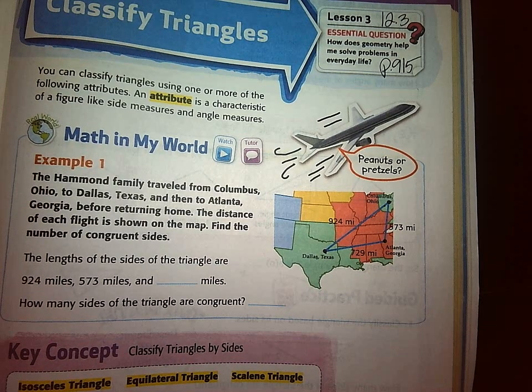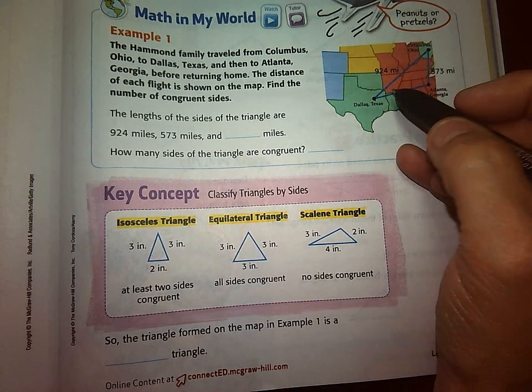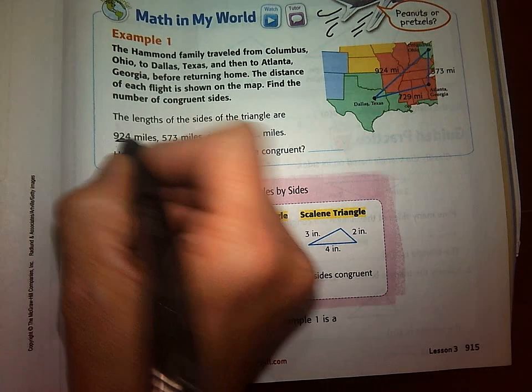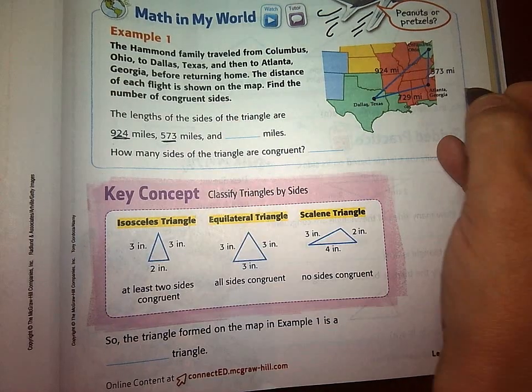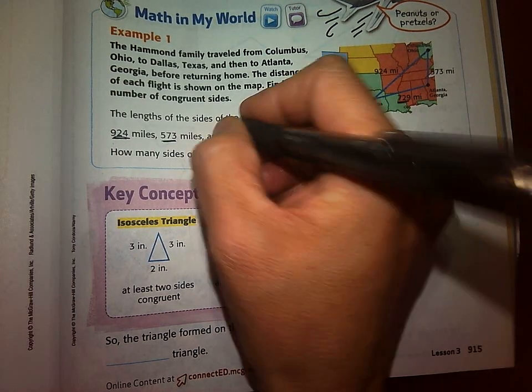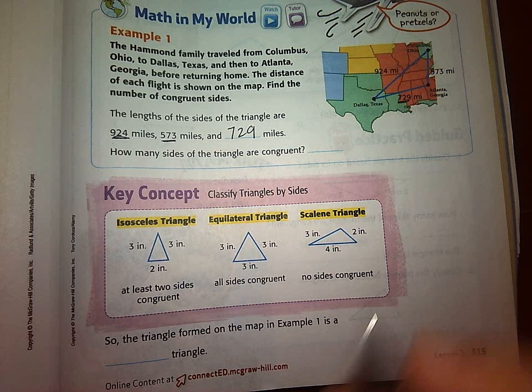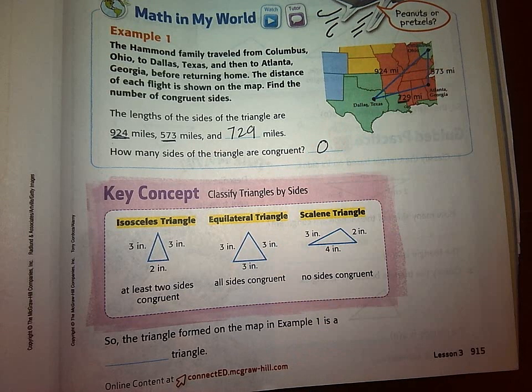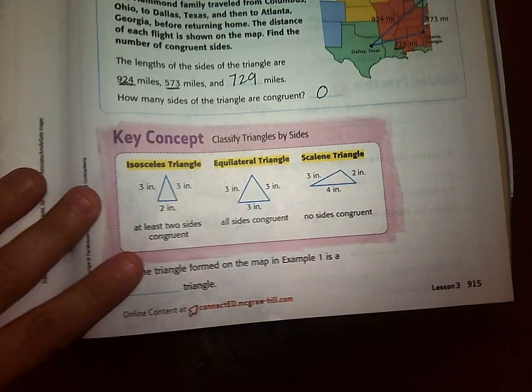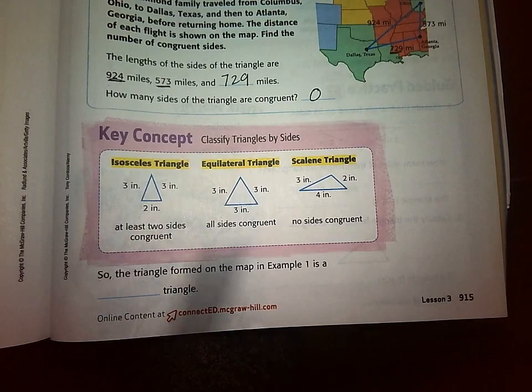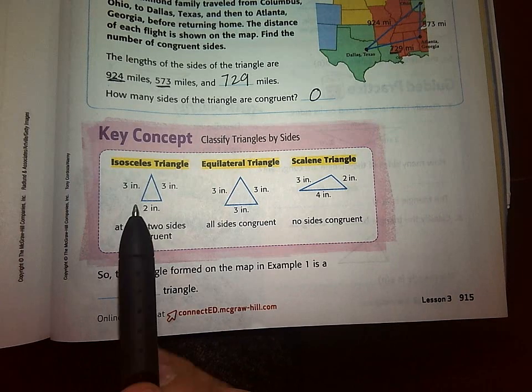Find the number of congruent sides. So the lengths of the sides of the triangle are 924, 573, and the one that's missing is 729 miles. How many sides of the triangle are congruent? And remember, congruent means equal in length. How many sides are congruent? None of them are congruent. They're all different. So let's look at this key concept, and we're going to have to probably come back to this page a few times.